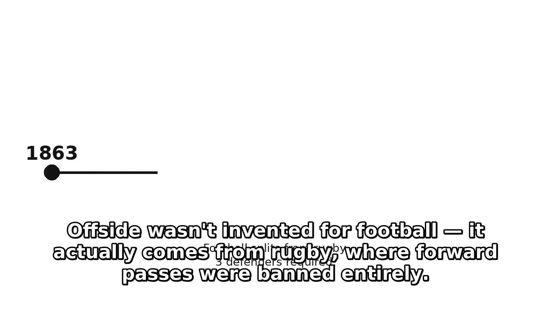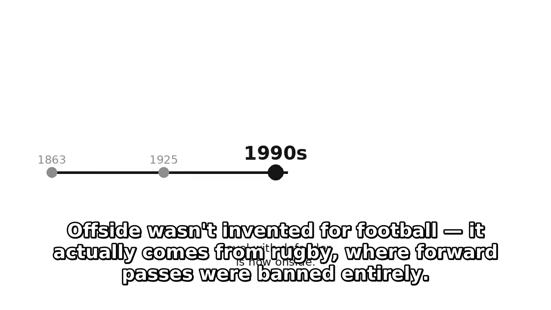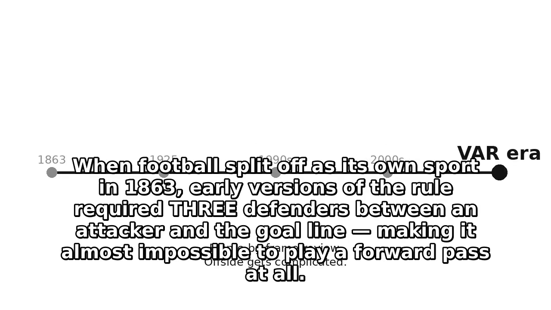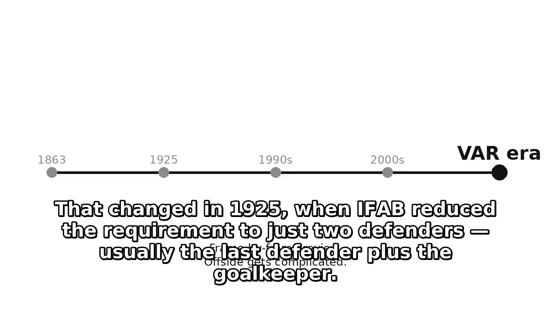Offside wasn't invented for football. It actually comes from rugby, where forward passes were banned entirely. When football split off as its own sport in 1863, early versions of the rule required 3 defenders between an attacker and the goal line, making it almost impossible to play a forward pass at all. That changed in 1925, when IFAB reduced the requirement to just 2 defenders, usually the last defender plus the goalkeeper.